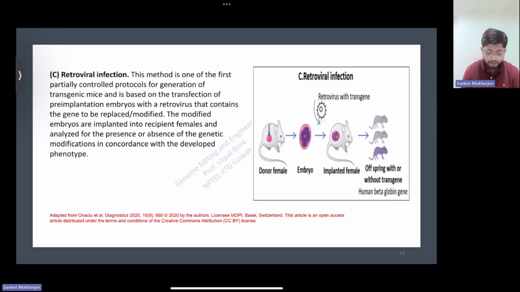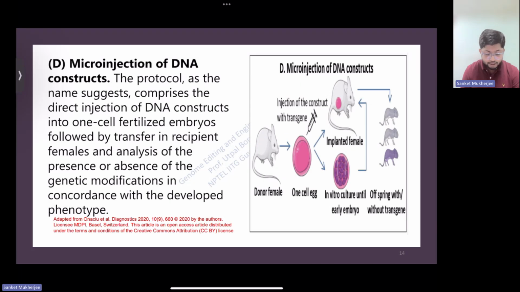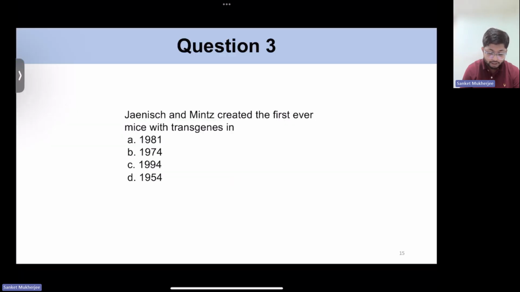And the other one is microinjection of DNA constructs. In this protocol, as the name suggests, it comprises direct injection of DNA constructs into one cell fertilized embryos, followed by transfer in recipient females and analysis of the presence or absence of the genetic modification in concordance with the developed phenotype.